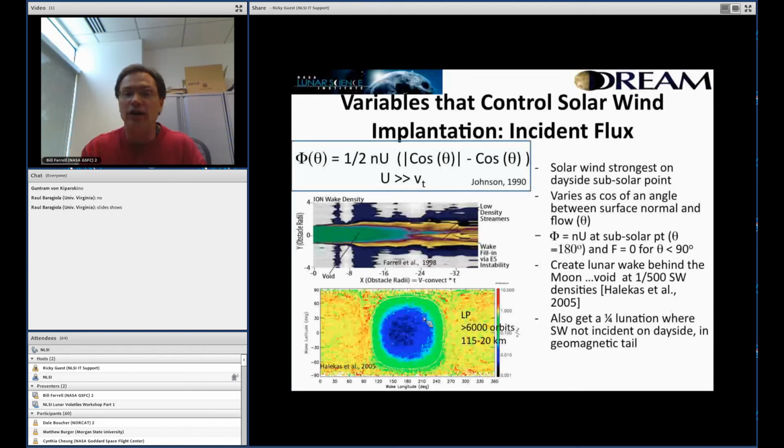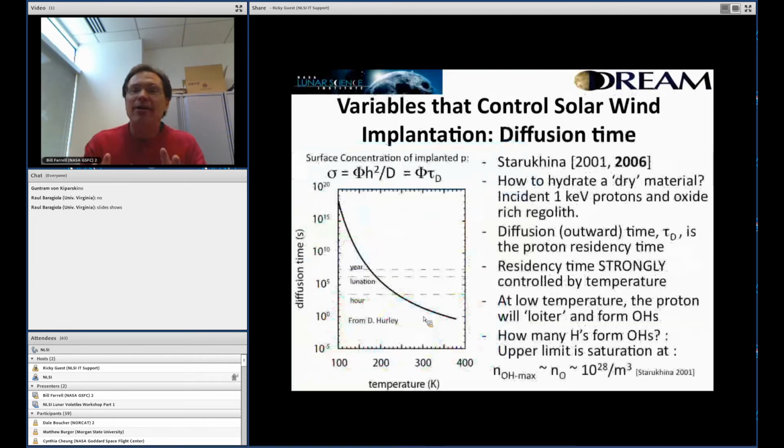Now, I also have to mention that for a quarter of a lunation, the moon is in the geomagnetic tail with a warmer plasma. I'm not going to speak to that today, because we can barely understand what's happening in the solar wind, let alone the more complicated, warmer plasma. But I just want to let you know that as well. Next slide.